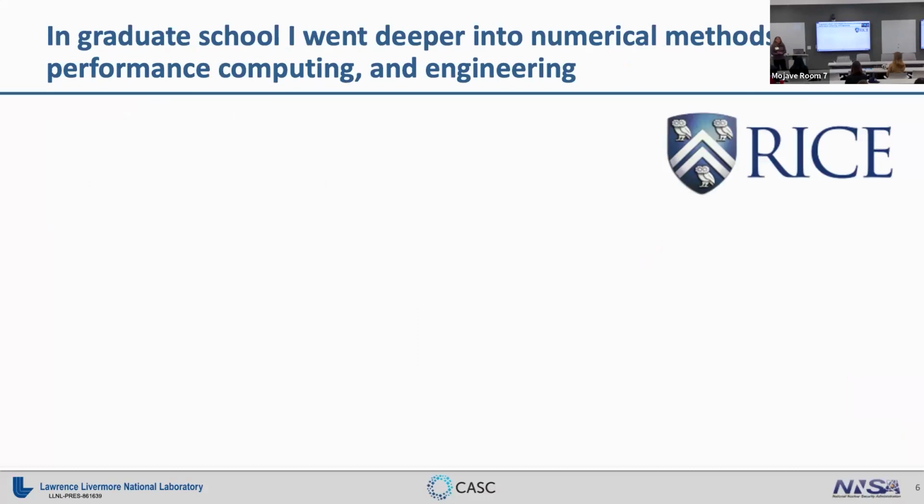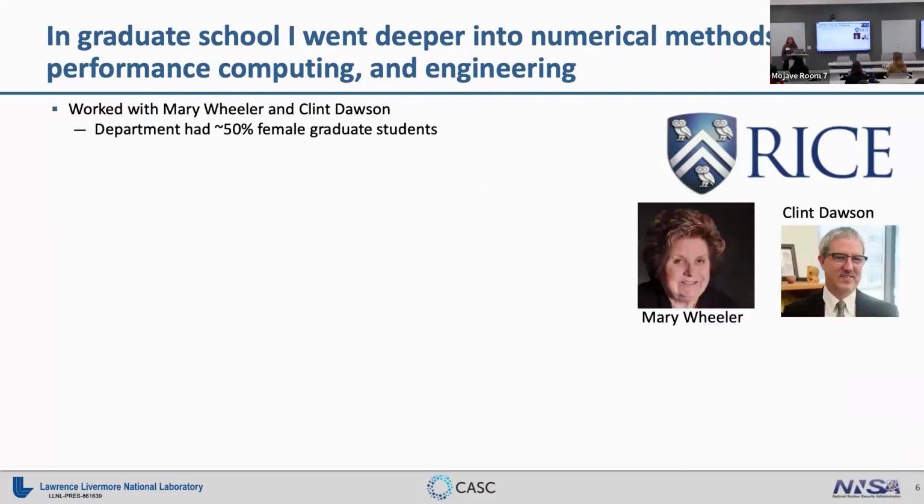So in graduate school, I went deeper into numerical methods, high performance computing, and engineering. I went to Rice University, worked with Mary Wheeler and Clint Dawson. Mary Wheeler got her PhD at Rice University in 1973. And if you go to see how many females had gotten math PhDs at Rice University, there was exactly one before that, over 4 decades prior. So she was the first one to go through that process in modern times, and she had a lot to say about that to her female students. And we learned a lot from her.